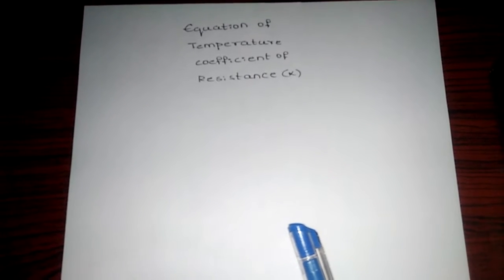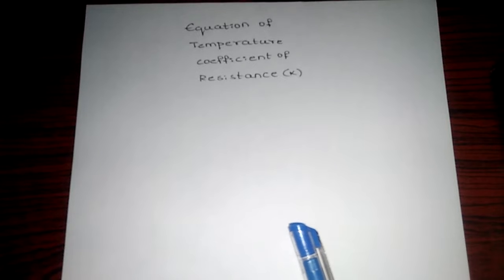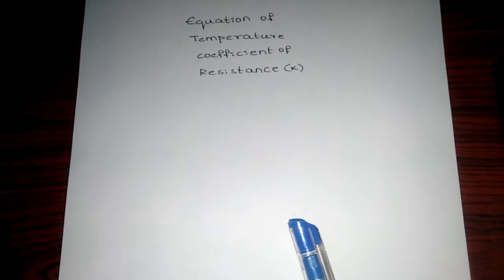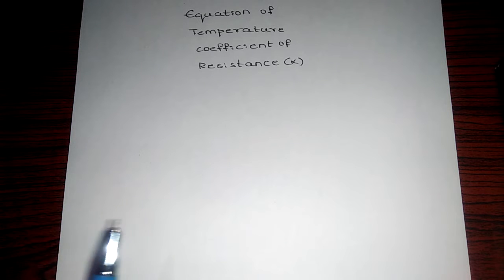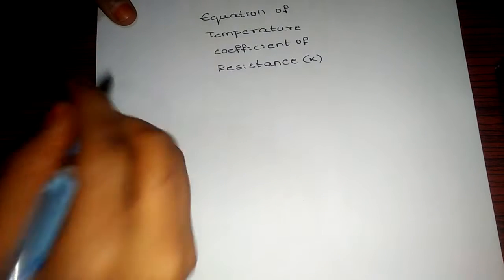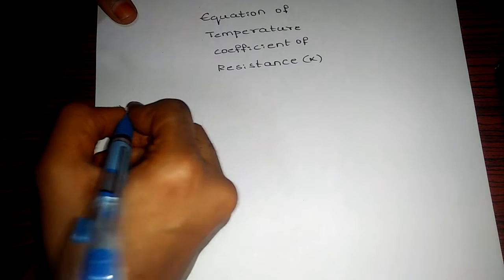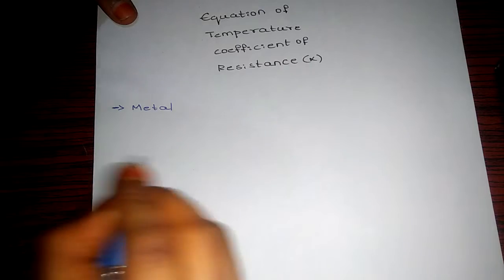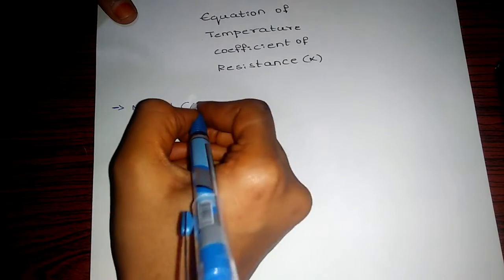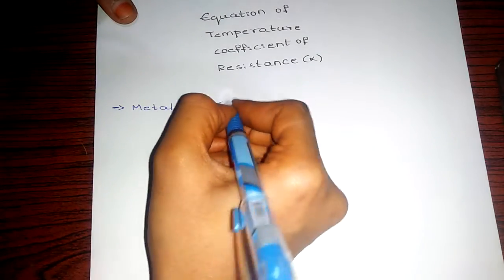Today in this class, let us know about the equation of temperature coefficients of resistance. Before deriving the equation, we have to know how temperature coefficients affect a material like metal. Let's take a metal and see how it is affected. All metals exhibit positive temperature coefficients.